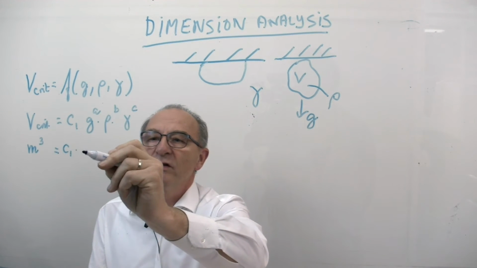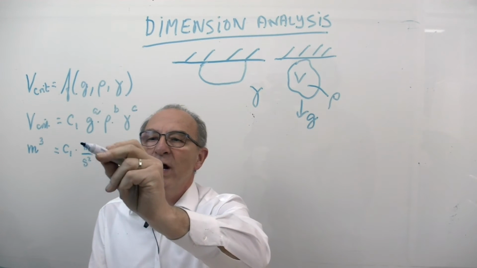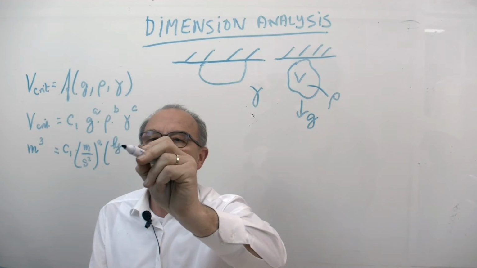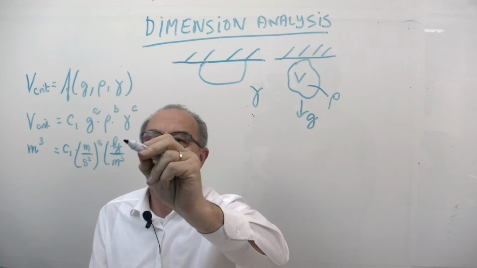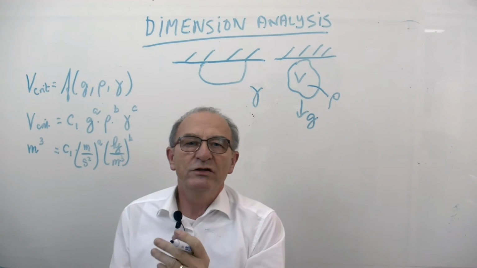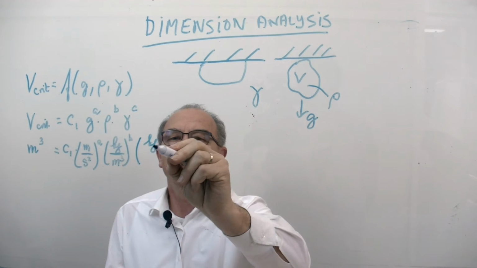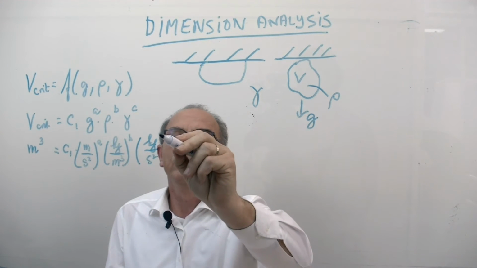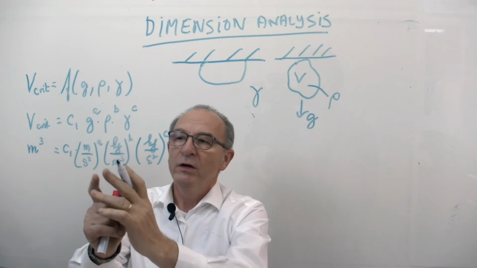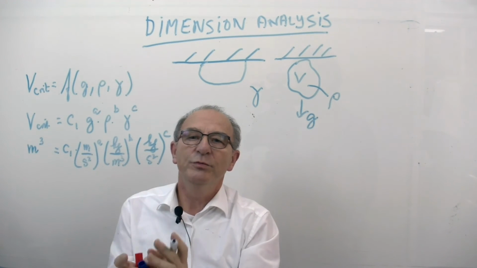A constant is dimensionless. This is meters per second squared to the power A. This is the density, which is kilograms per cubic meter to the power B. And the surface tension is joules per square meter, but you can rewrite this in SI units as kilograms per second squared to the power C. Now you have to look at this relation. The dimensions on the left and the dimensions on the right side should be equivalent.